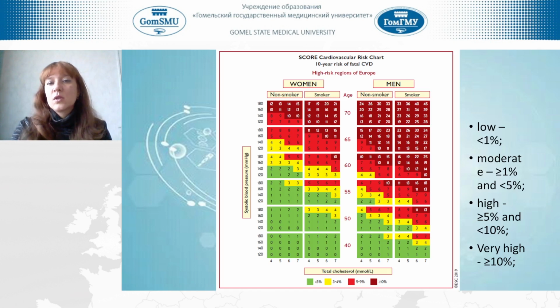And as you remember, we should divide our patients: woman and man, smoker and non-smoker, and according to age, it starts from 40 years old. Then total cholesterol, and you can see systolic blood pressure. Then you can check which risk your patient has. Of course, smoker males with high systolic blood pressure and very high total cholesterol have very high cardiovascular risk, fatal risk.